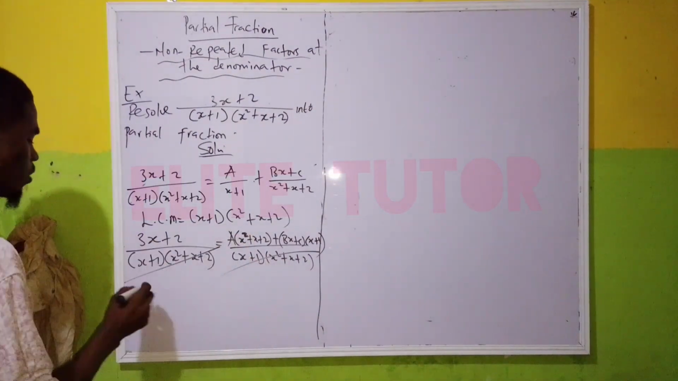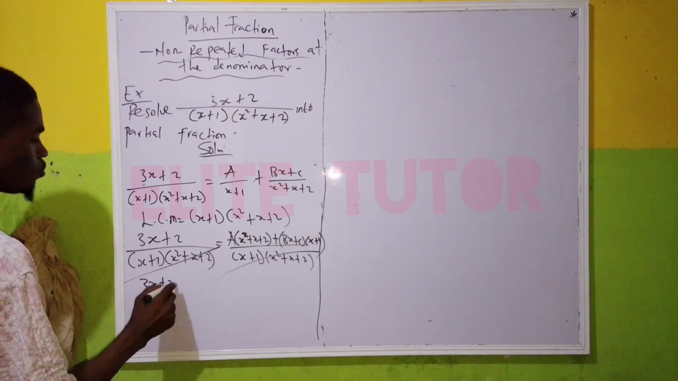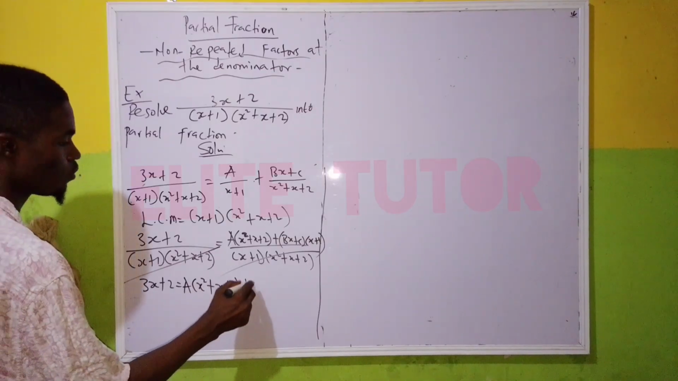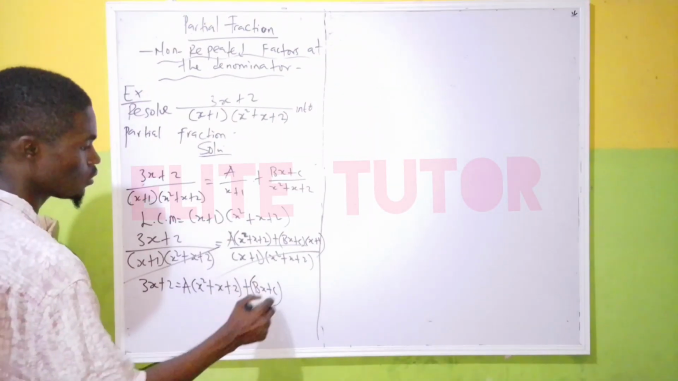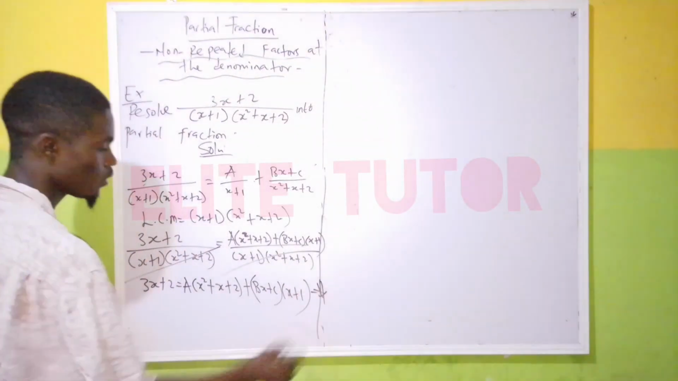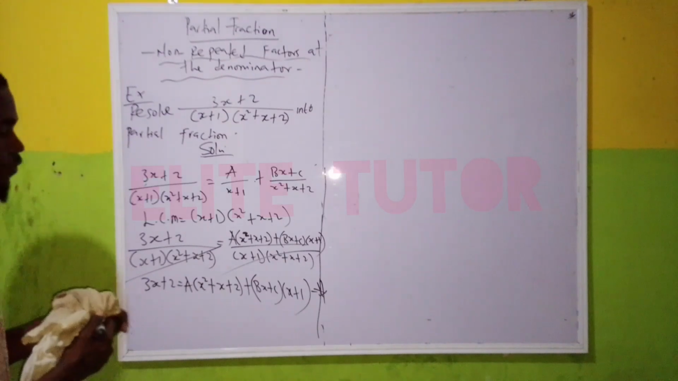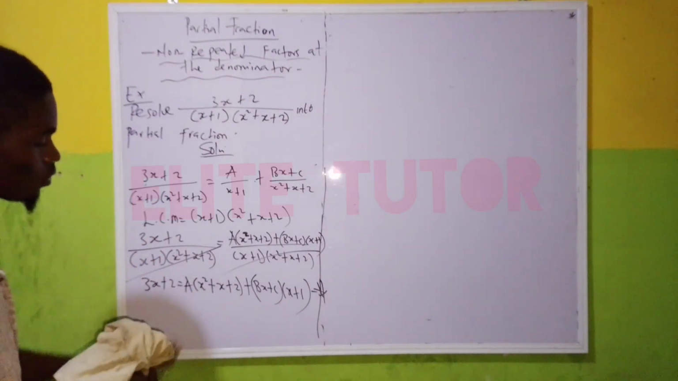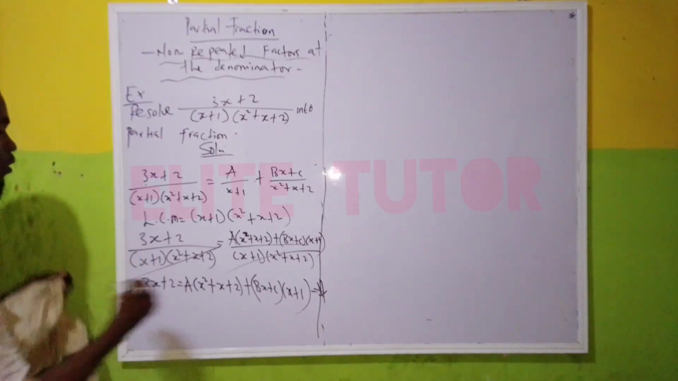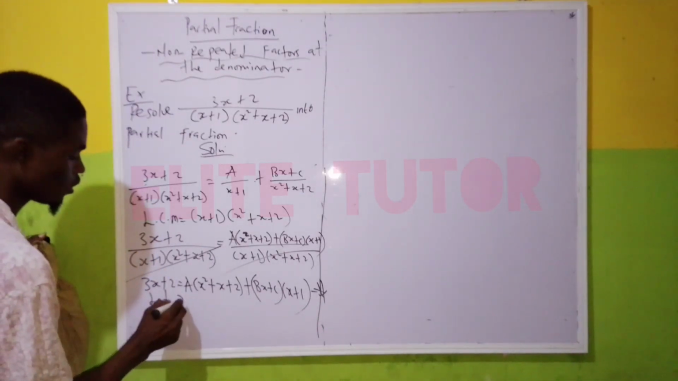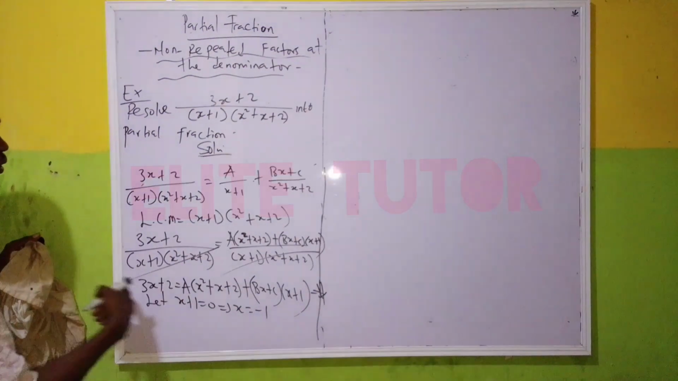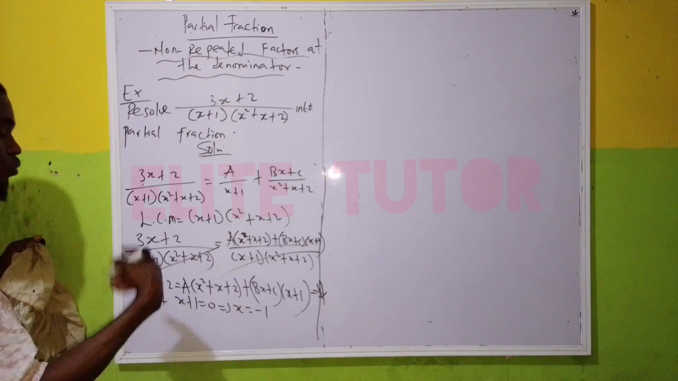So at this junction, this one comes down. You are now having 3x + 2 equals A into (x² + x + 2) plus (Bx + C) into (x + 1). Take this one to be equation star. Now, there's a factor here that is very obvious. This is the factor showcasing itself. So we say let x + 1 equal 0, which implies that x equals minus 1. Anywhere you see x in this equation, you put minus 1.